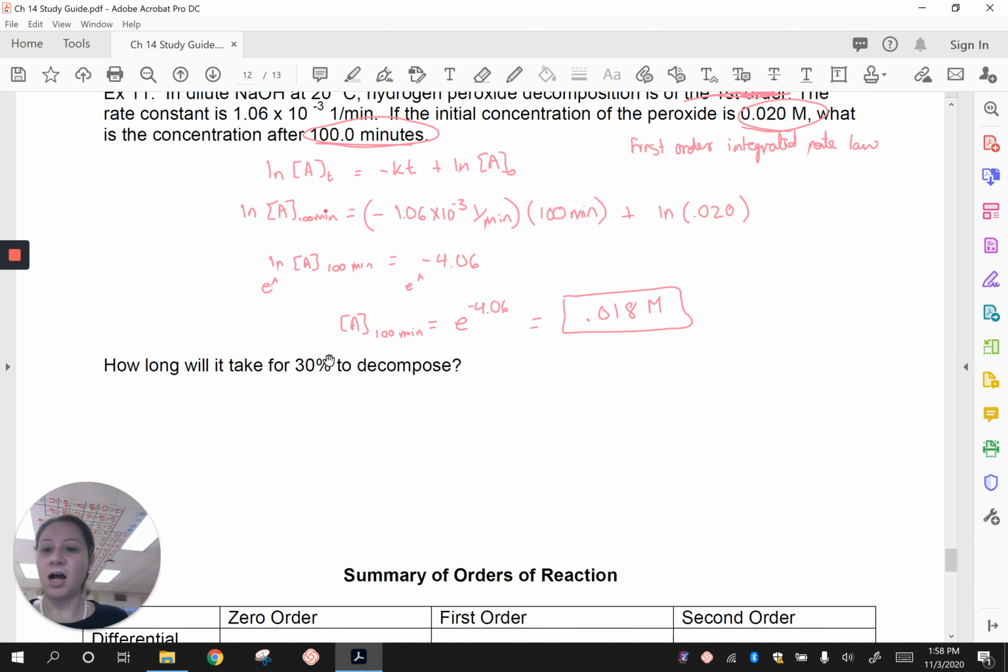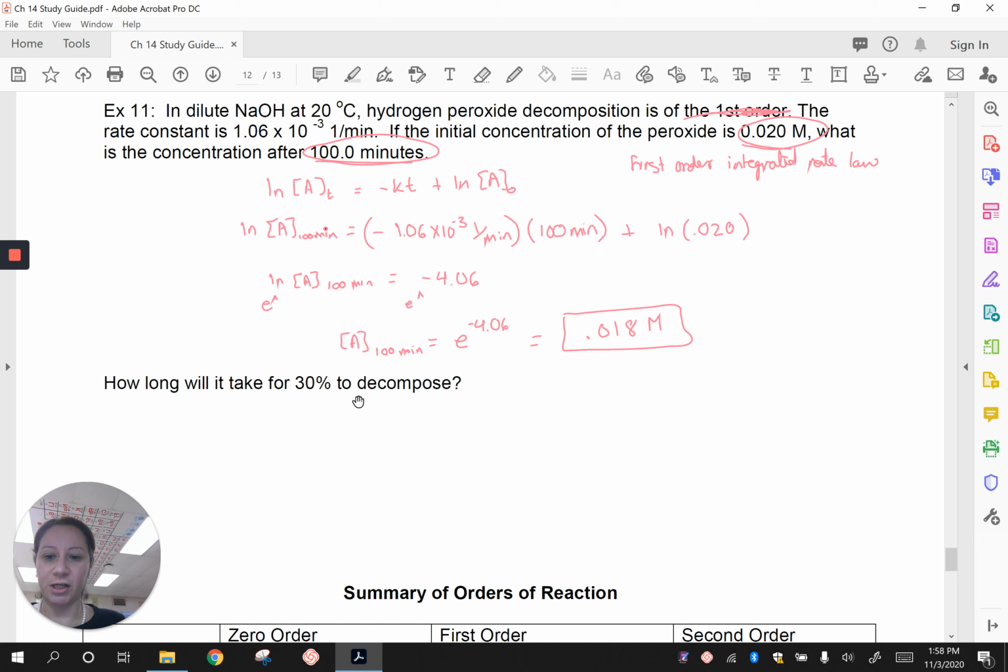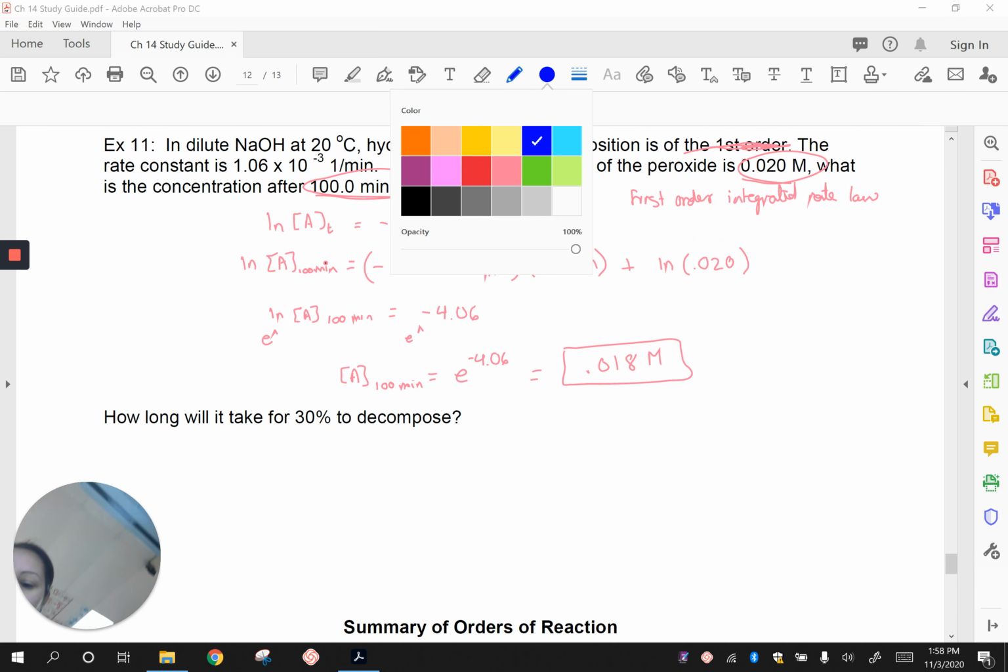It says, how long will it take for 30% to decompose? So let's think about this. Again, here we want to use the integrated rate law. Why? Because we're looking for a time. And so if we're relating time with concentration, you use the integrated rate law. So I'm going to rewrite the integrated rate law here. I'm going to go ahead and use a different color.